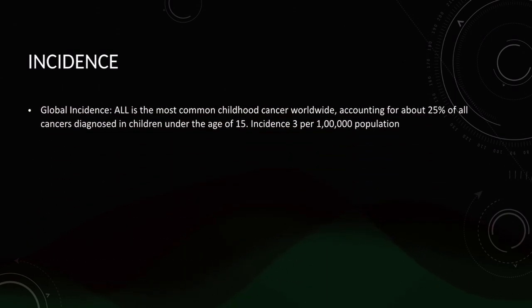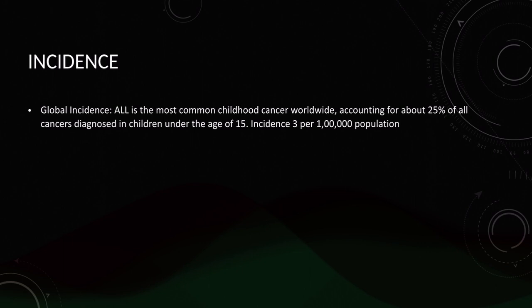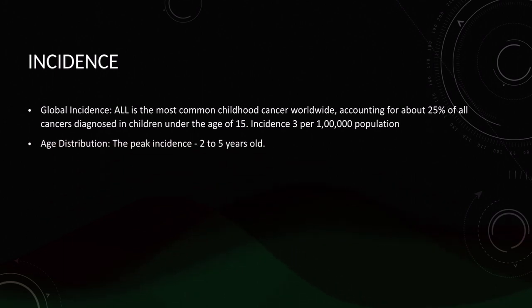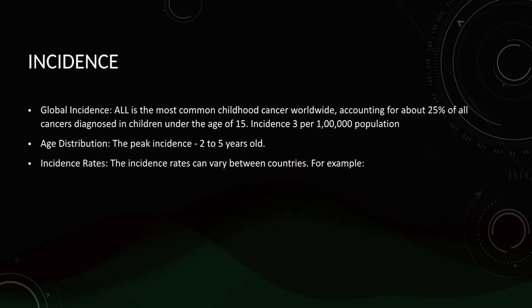Incidence: the global incidence is 25% of all childhood cancers below 15 years of age. It could be 3 per 100,000 population. Peak incidence is noted between 2 to 5 years, and incidence rates may vary between countries.